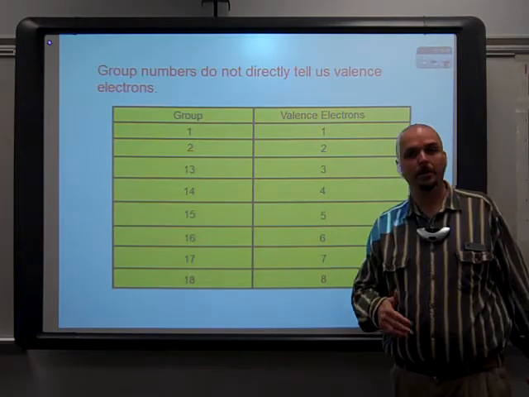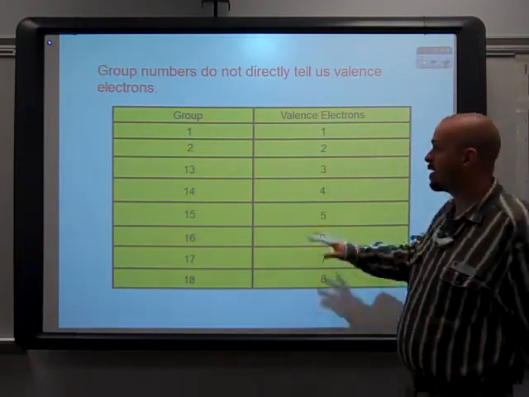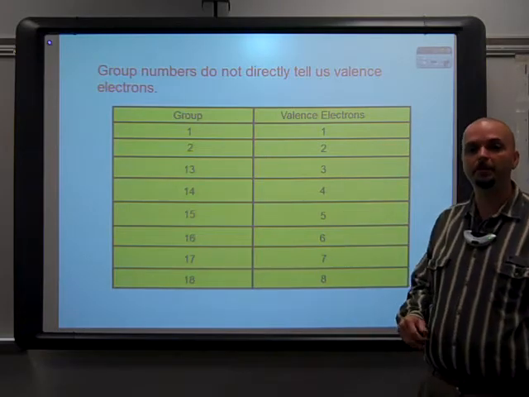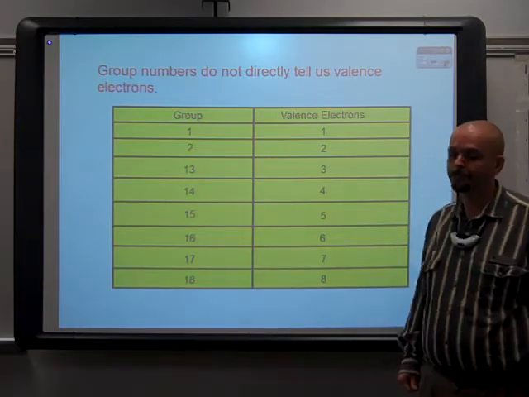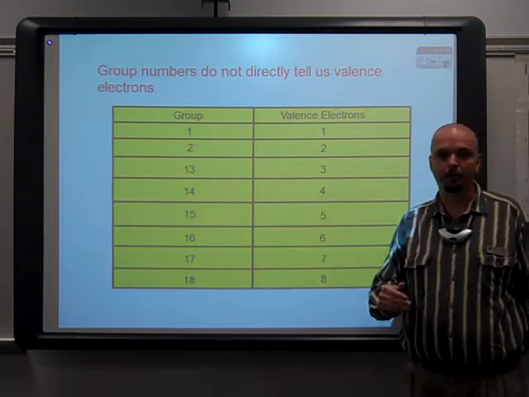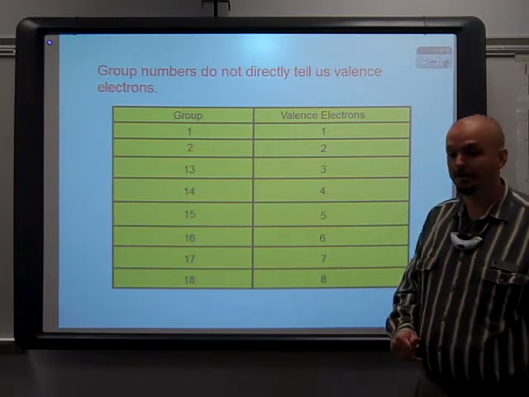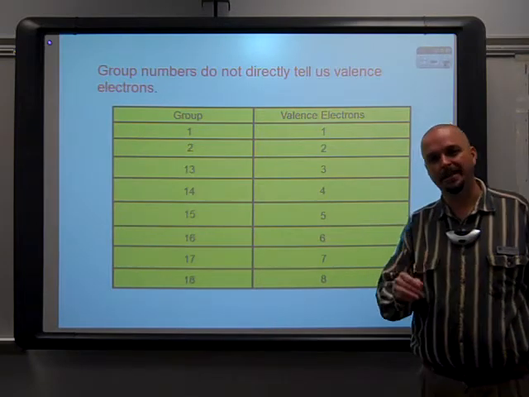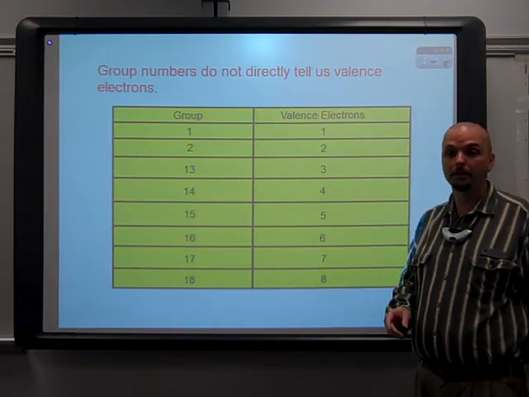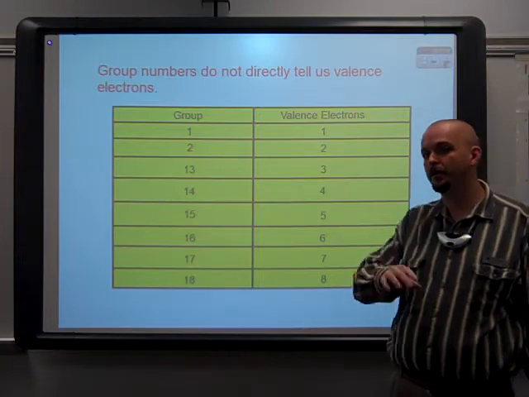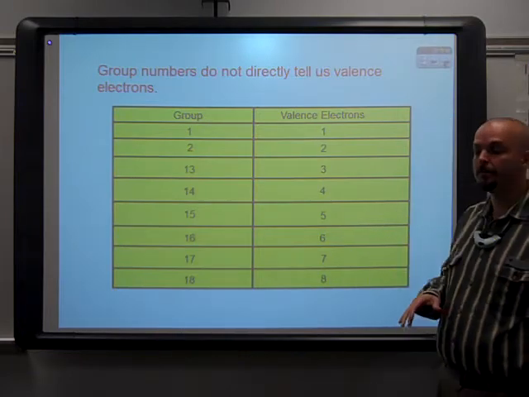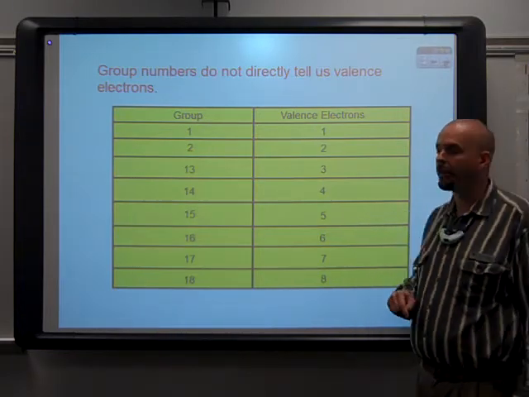You might be wondering, where's group 3 through 12? Why aren't they on here? And the reason they're not on here is because they're not as predictable. The elements in group 3 through 12 are called transition metals. And the problem with transition metals is there's no set pattern. Most of them have 1 or 2 valence electrons, but there is no pattern that I can tell you. So you don't have to know them in physical science.